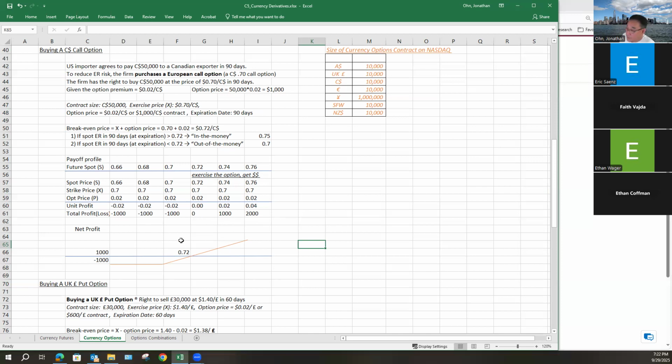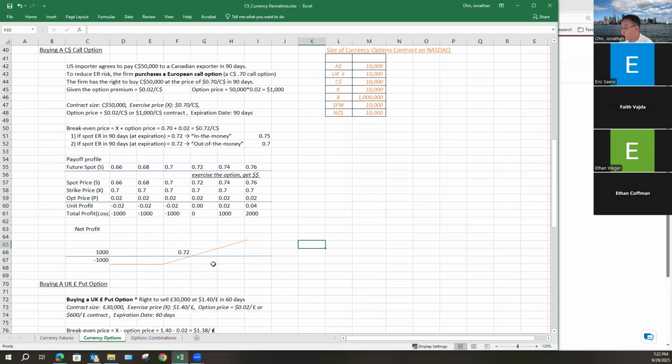But if the Canadian dollar exchange rate goes in the other direction, an unfavorable direction, you are protected there. You see that? It is supposed to continue to lose here. But since you got the option contract, you are protected here. You're protected from any further loss.